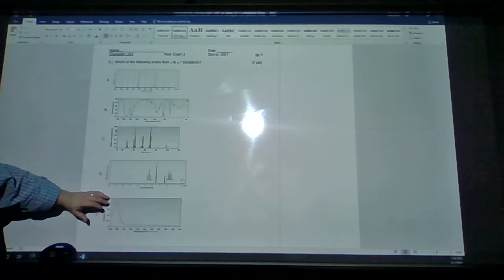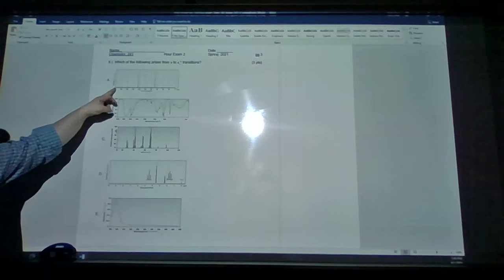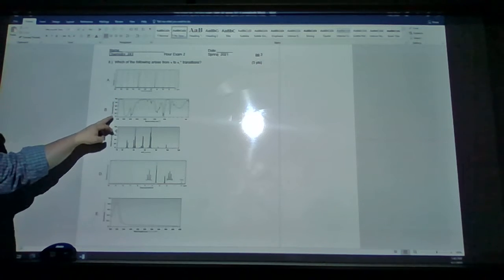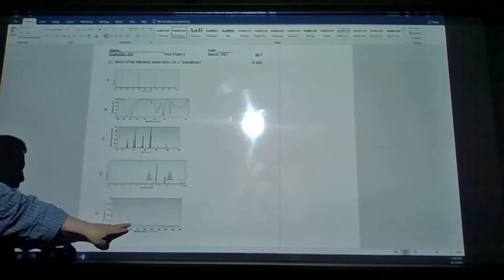Number 6, which of these following spectra are due to the transition of pi to pi star? The answer here is E. This is a carbon 13 NMR. This is an IR. This is a mass spec. This is a proton NMR. So spectra E here is the spectrum that is due from the electrons moving in the molecular orbitals from the pi to pi star types of transitions.